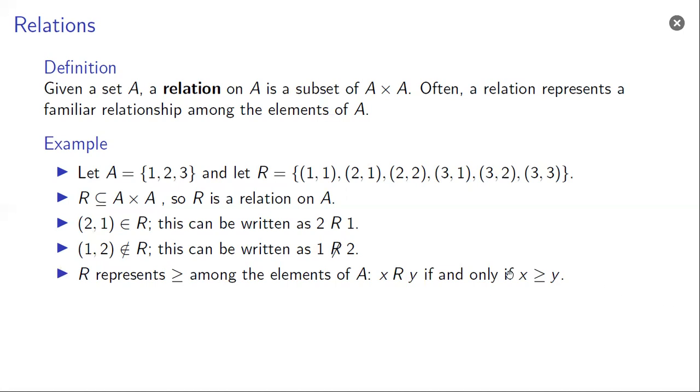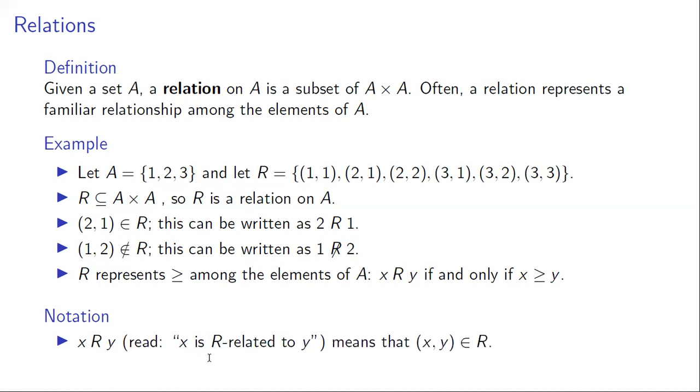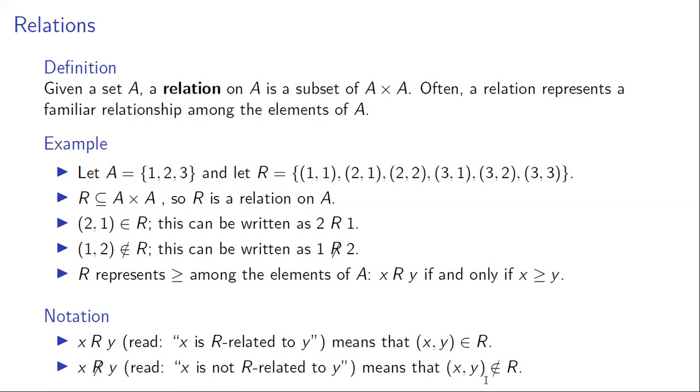Let's clarify this notation again. When we say X R Y, technically we should read it as X is R related to Y, meaning it's related to Y with this R relation. What that means is that the ordered pair X, Y is an element of R. And conversely, X not R Y, which we should really read as X is not R related to Y, means that the pair X, Y is not an element of R. So that's just a little bit of notation.